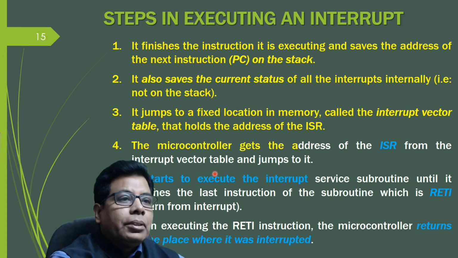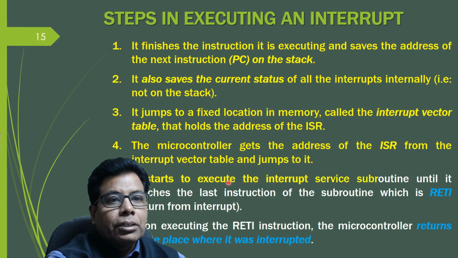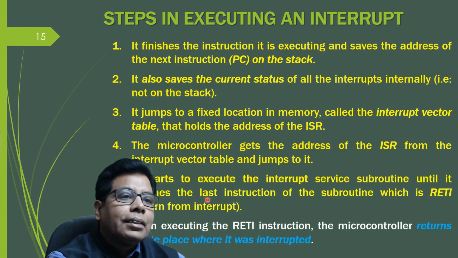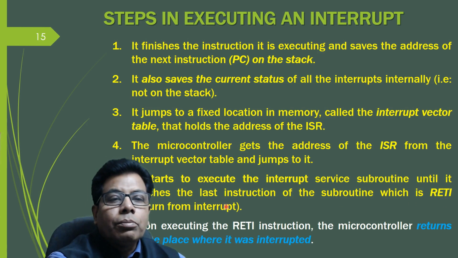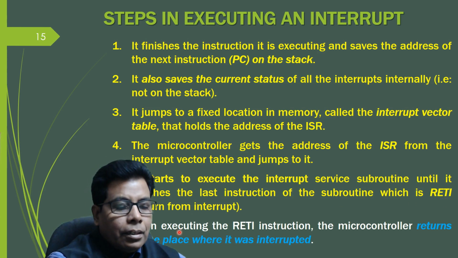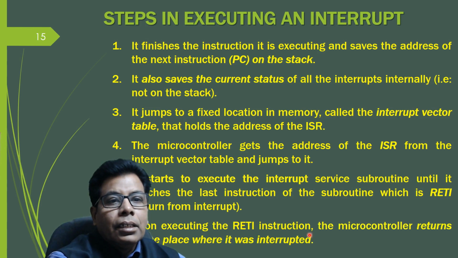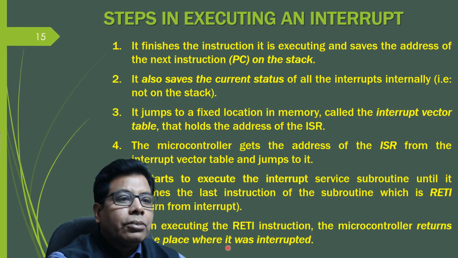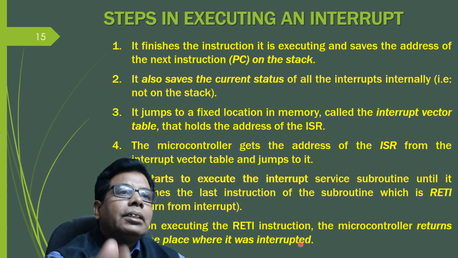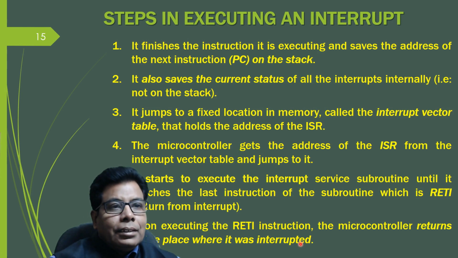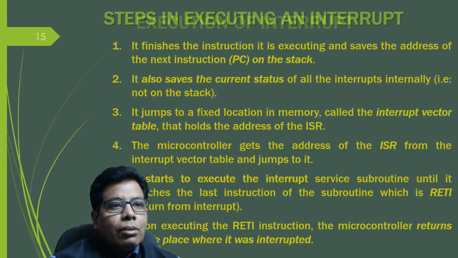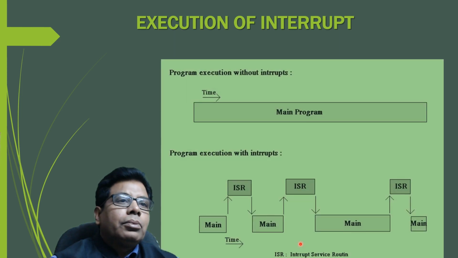The next step is, the microcontroller gets the address of the ISR from the interrupt vector table and jumps to it. It starts to execute the interrupt service routine until it reaches the last instruction of the subroutine, which is RETI, that is return from interrupt. Upon executing the RETI instruction, the microcontroller returns to the place where it was interrupted. So these are the general steps for executing an interrupt. We'll see the timing of how the interrupt is executed.